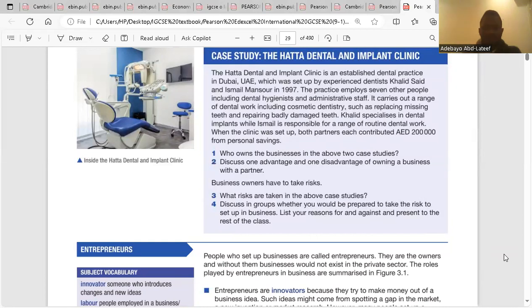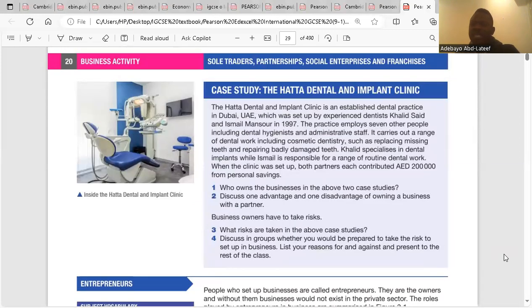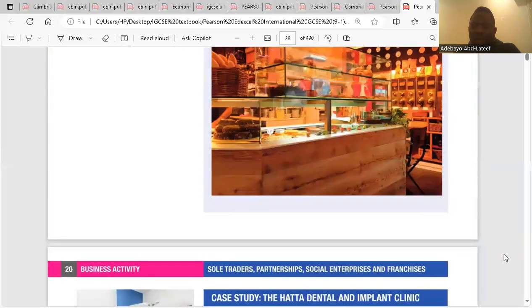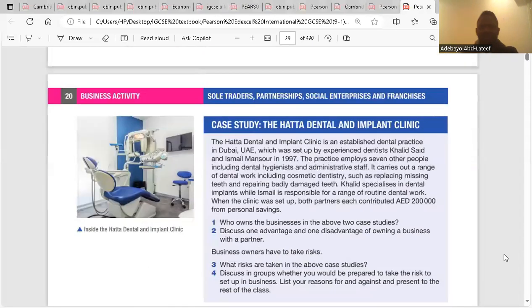Question 3. What risks are taken in the above case studies? The risk taken here is that they invested their capital, their own savings, into the business, which they might lose. Both partners invested 200,000 each into the business, so that money might go. And Mariana invested 20,000 into the business, which is gone if the business fails. So that is the risk involved. Clear?